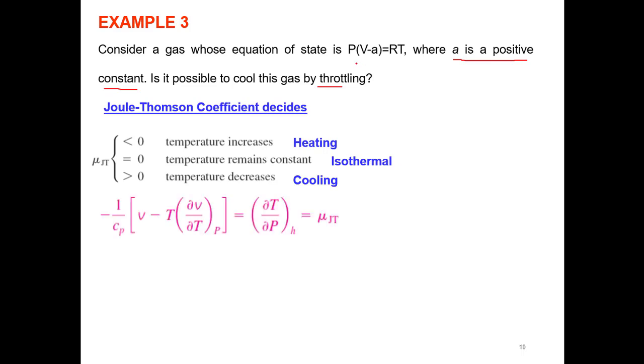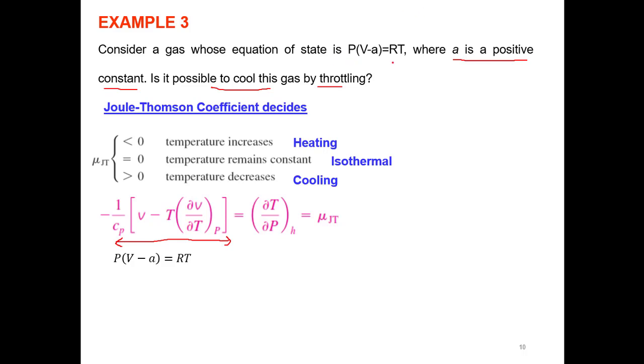We know the Joule Thomson coefficient we derived in the previous class is equal to minus 1 by Cp times (V minus T times partial V by partial T at constant pressure). So basically we need to calculate this value. This value will decide whether this gas can produce cooling or heating. So let's put in the value of V and then simplify, right?